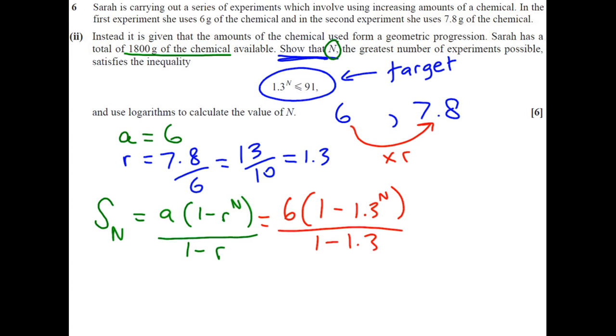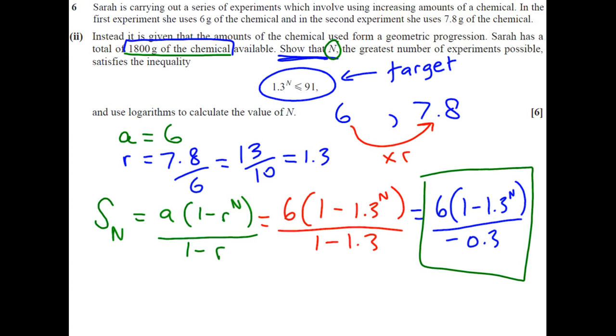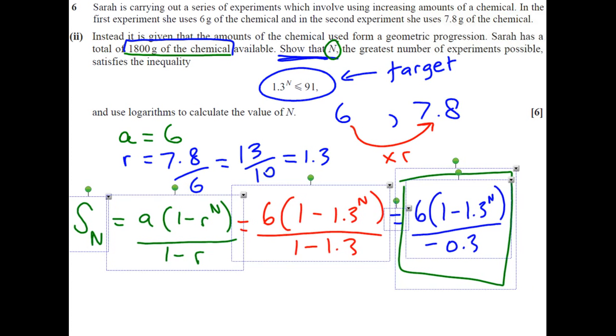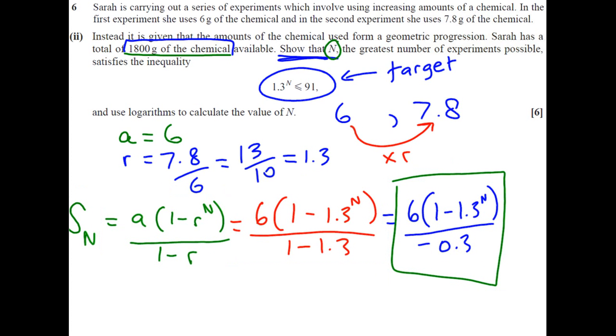So let's just simplify that a little bit. It's going to be 6(1 - 1.3^n) over -0.3. Now if you read the question, we know that we've got 1,800 grams of the chemical. So whatever that number is, this has got to be less than the total amount that we've got. Okay? And the total amount that we've got is 1,800. So we can solve this inequality.